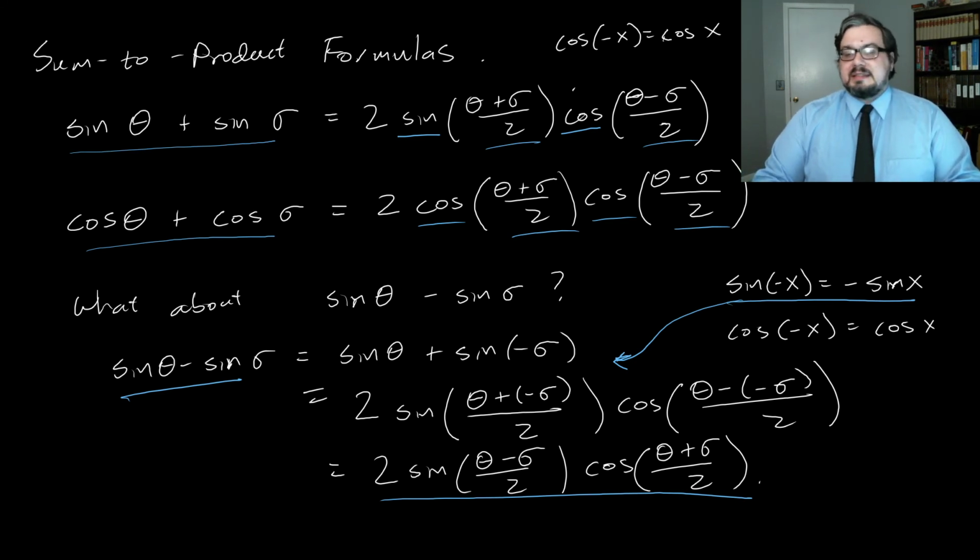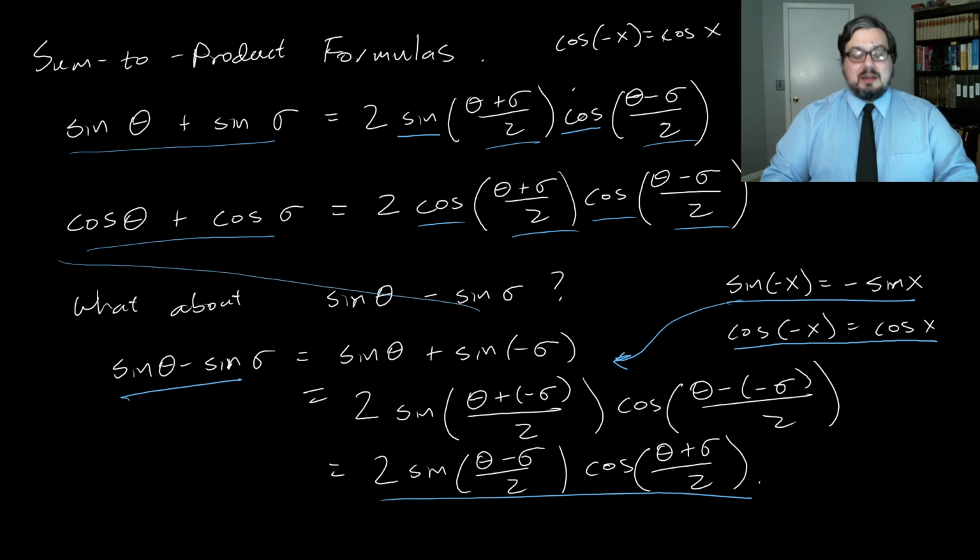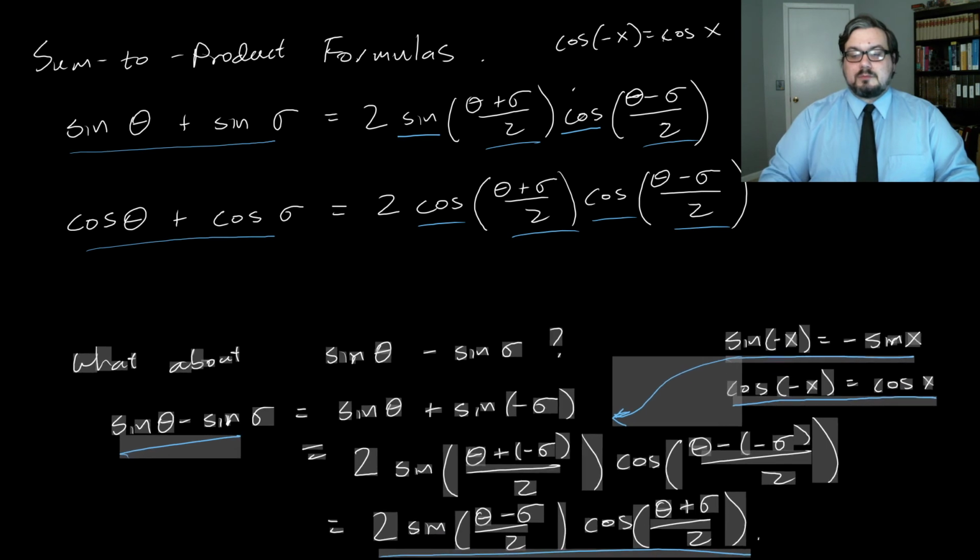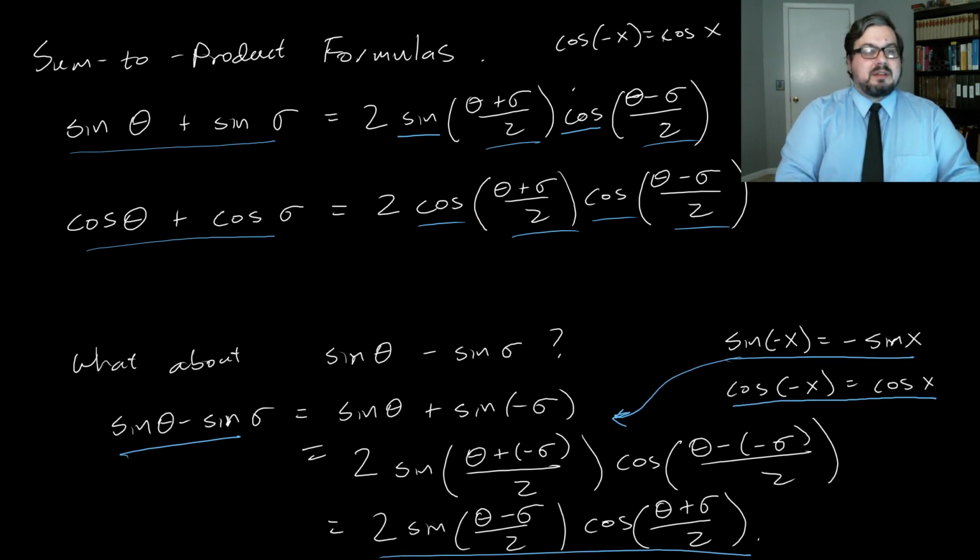Now, unfortunately, the similar expression for cosine doesn't help us to work out a difference of cosines, because we don't actually wind up with a negative on the outside of the cosine function. Minus cosine of x doesn't have a way of rewriting it the way that negative sine of x does. So we do need another formula for cosine theta minus cosine sigma. So I will write that down here.